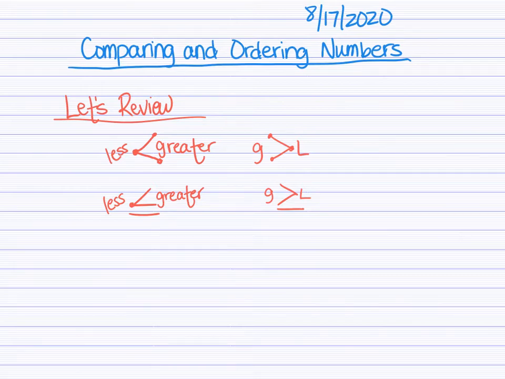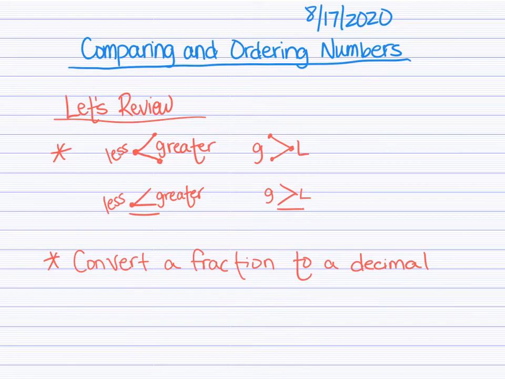The other thing that we need to review is how to convert a fraction to a decimal. Now, fractions are division problems. So when I have a fraction like 3/4, I'm actually reading this as 3, and the bar means divide by 4. So when I type that into the calculator, I will type in 3 divided by 4.